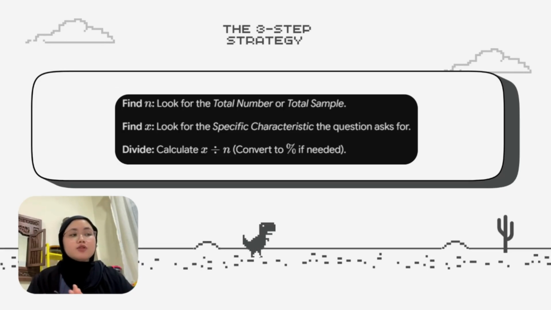So on the next slide, I'm going to show you the 3-step strategy on how to find the sample proportion. So the first step, of course, you need to look for the total number or the total sample. The tip I can give to find the total sample size is you need to find the keyword such as total in the question.